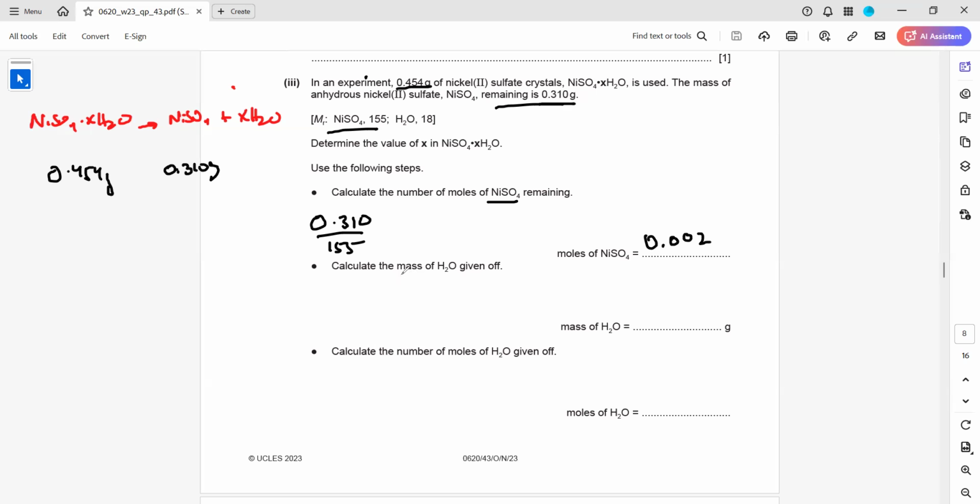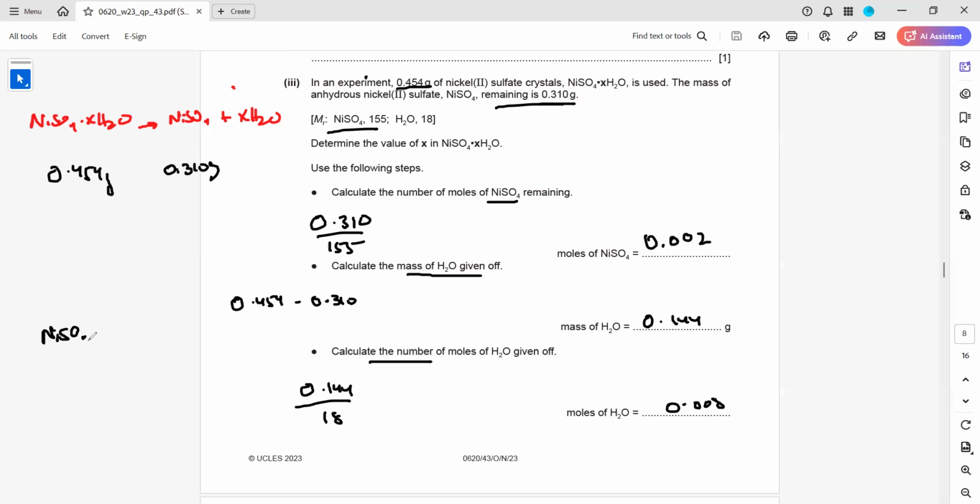0.002. Calculate the mass of water given off. So how to know the mass of water? You just subtract. So 0.454 minus 0.310 is 0.144. Then calculate the moles. So 0.144 divided by 18. We got the moles of water. How many? 0.008.